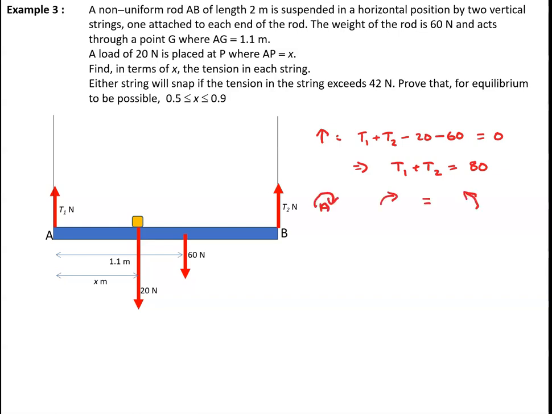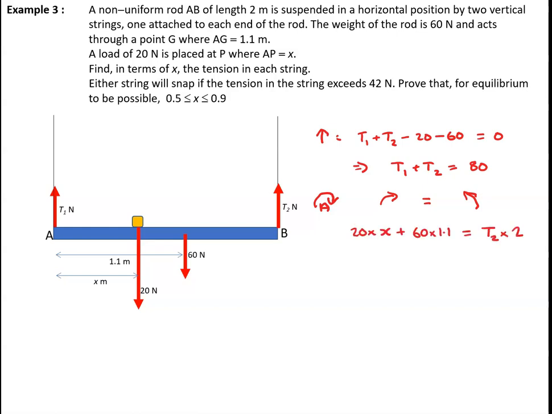Taking moments about the point A will give me an equation involving T2 but not T1, so that's a good point to take the moments about. So the clockwise moments are given by the 20 newtons and the 60 newtons. The 20 newtons has a clockwise moment of 20 times x. The 60 newtons has a clockwise moment of 60 times 1.1. The anti-clockwise moments are provided by T2, and that is going to be T2 times 2.